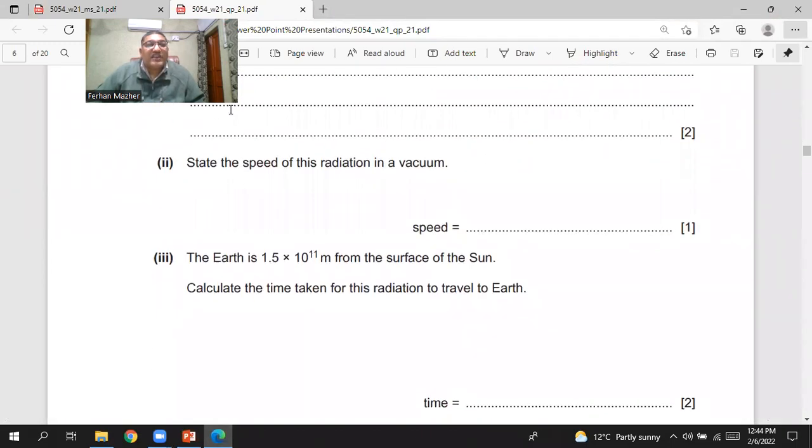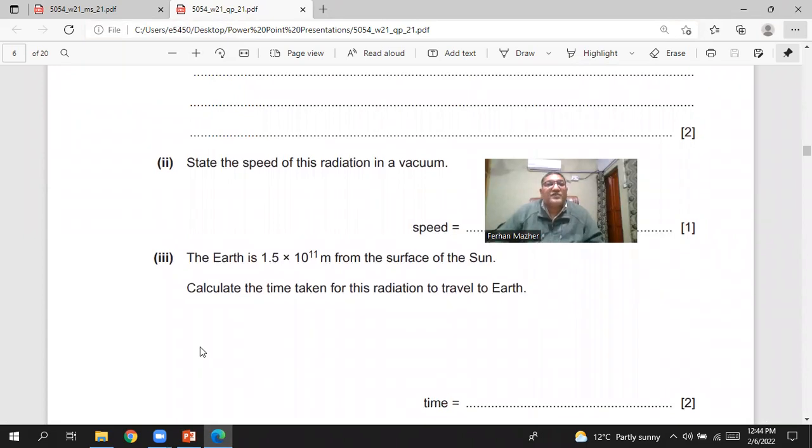He says, state the speed of the radiation in a vacuum. This is the property of the electromagnetic waves, that all the electromagnetic waves travel with the same speed, the speed of light in the vacuum, and that speed is 3 × 10^8 meters per second. And you are supposed to remember this number, 3 × 10^8 meters per second.